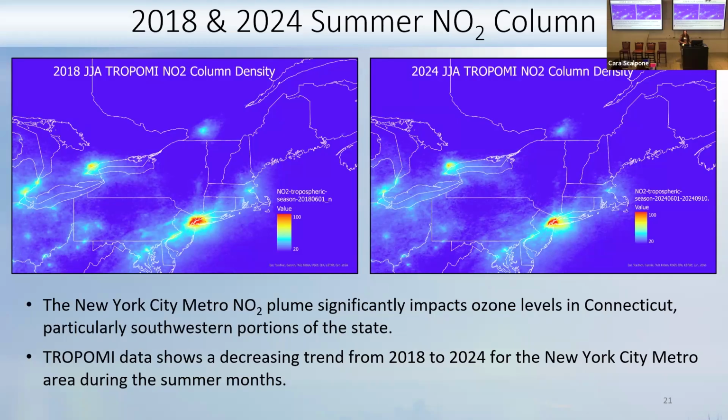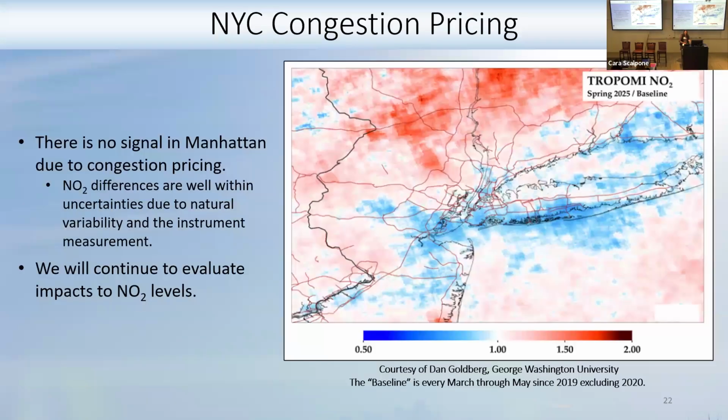But we also like to be aware of impacts to NO2 from control strategies. One really great example of that is New York City congestion pricing. We have been working with Dan Goldberg from George Washington University to help us analyze data on this. The latest data that we had available was spring 2025, and we have not seen a signal in Manhattan due to congestion pricing. There were some decreases, but those are well within any uncertainties. We did briefly look at the end of summer, and we still didn't see any impacts, but this is something we will continue to evaluate, hopefully in the near future.